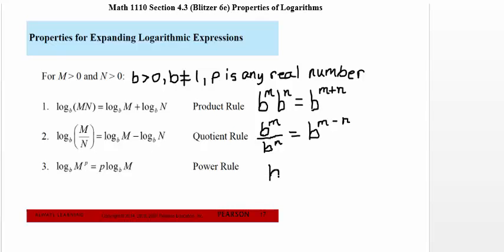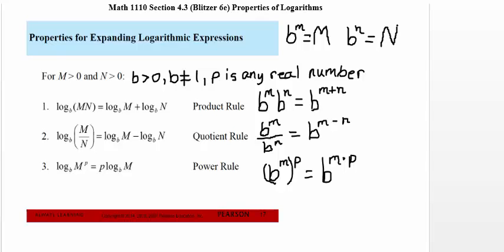So the base b log of m over n is the base b log of m minus the base b log of n. The power rule comes from the fact that b to the m to the p is b to the m times p. So the base b log of m to the p is p times the base b log of m. So these are the rules we're going to use to expand logarithms. And notice that b to the m is capital M, b to the little n is capital N. And that's the connection between the lowercase m and the capital M, the lowercase n and the capital N.